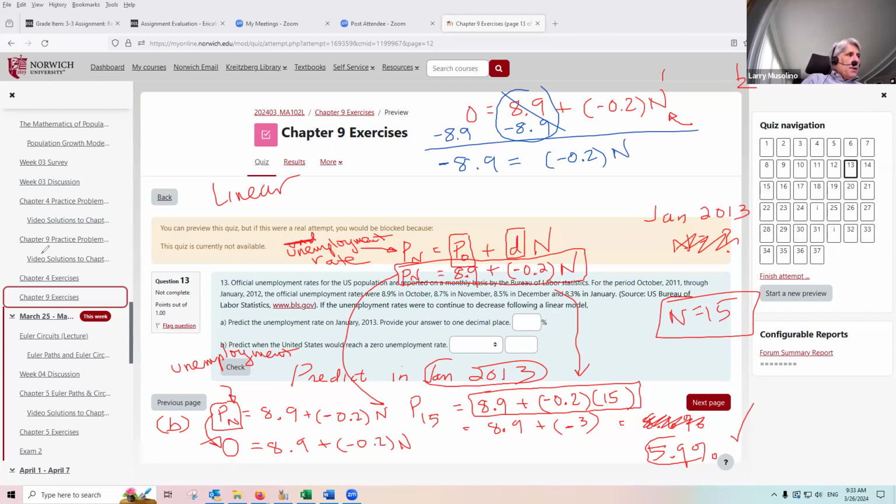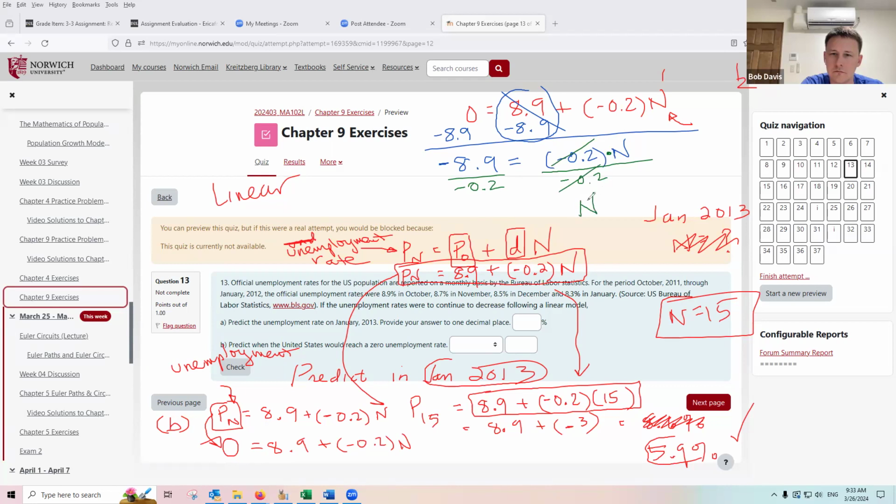One more step. I want to get N by itself. Well, right now, N is being multiplied by negative 0.2. If I want to get N by itself, I've got to get rid of or cancel out that multiplication. The way you cancel out a multiplication is to use division. So I'm going to divide both sides by negative 0.2. On the right side, multiplying and dividing by negative 0.2 cancels out. So that's going to leave me just N all by itself on the right side, which is what I want. On the left side, I have negative 8.9 divided by negative 0.2, and that looks like N is 44.5.